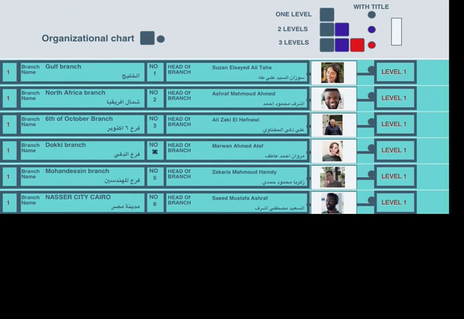Branch number 4, Daki Branch. The head of the branch, Marwan Ahmed Atef. Branch number 5, Mohansin Branch. The head of the branch, Zakaria Mahmoud Hamdi. Branch number 6, Nasser City Cairo. The head of the branch, Saeed Mustafa Ashraf.